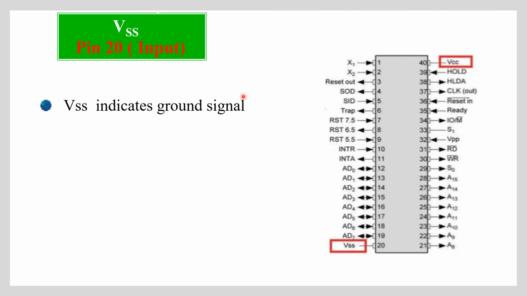So the next pin, that is pin number 20, VSS, indicates the ground signal. This IC is powered by a 5-volt power supply. The power supply has two terminals, positive and negative. So ground, 0 volt, is connected to this VSS. That indicates the ground signal, pin number 20. So we have seen all the pins from 1 to 20 with their explanation in detail.